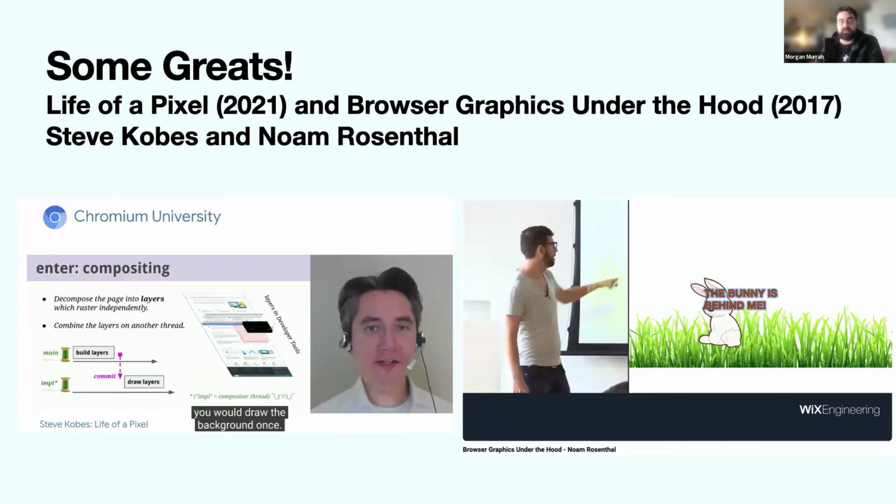This analogy to traditional animation and compositing is made also by Steve Kobes 5 years ago in a great talk called Life of a Pixel, in which he gives a nod to these ancestors, the pre-web animation methods that seem to live on in the Compositor today. A close analogy to traditional animation is also made by Noam Rosenthal 8 years ago in a talk called Browser Graphics Under the Hood. In this screenshot, you can see him showing a Bugs Bunny or a bunny rabbit of some kind moving in and around some text to show layering. Both talks are extremely good and capture more about this topic than I can with you just today.